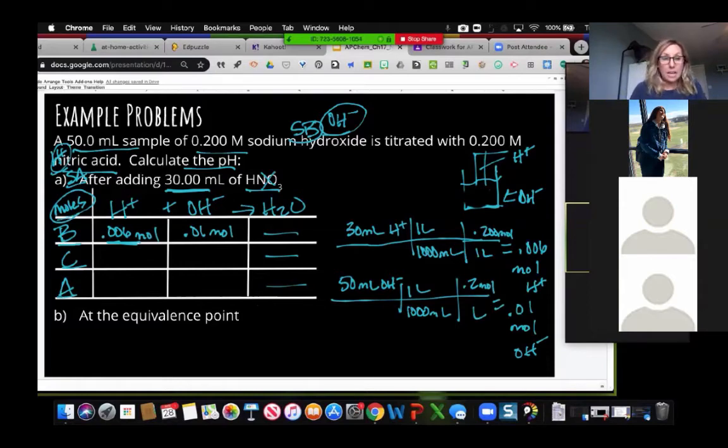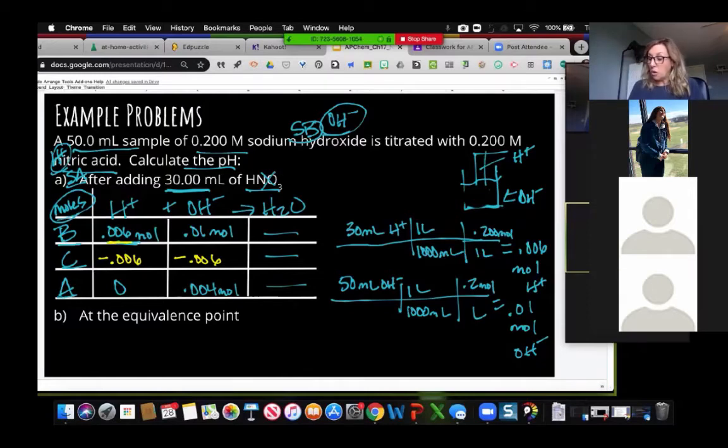Okay, so then once you look at this, the one that's present in a lower amount is the one that's going to get used up. So in this case, there's less H plus. So that's going to be what I subtract. So the H plus is all gone. The H plus gets all used up, and there's 0.004 moles of OH minus left.